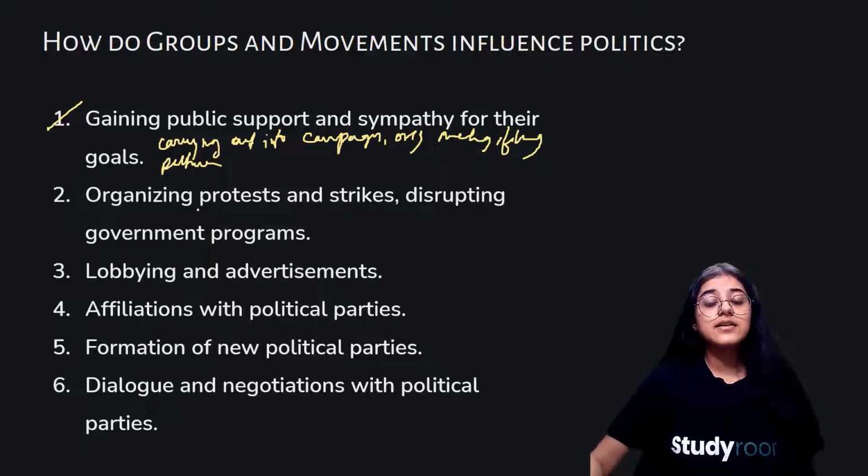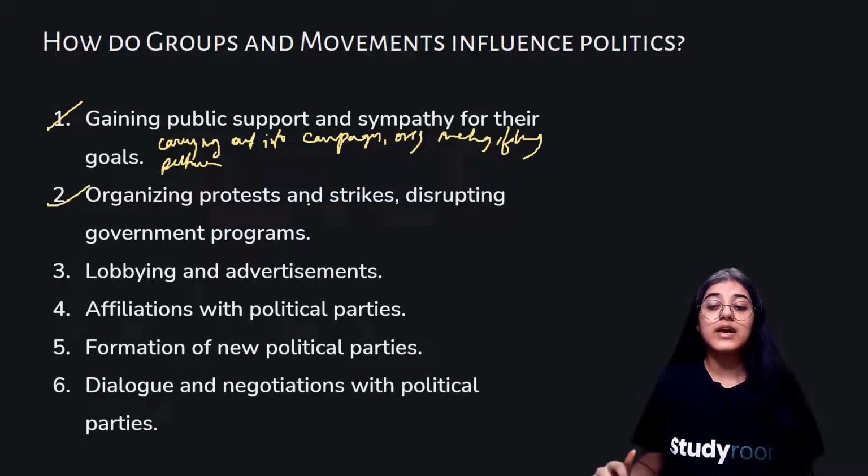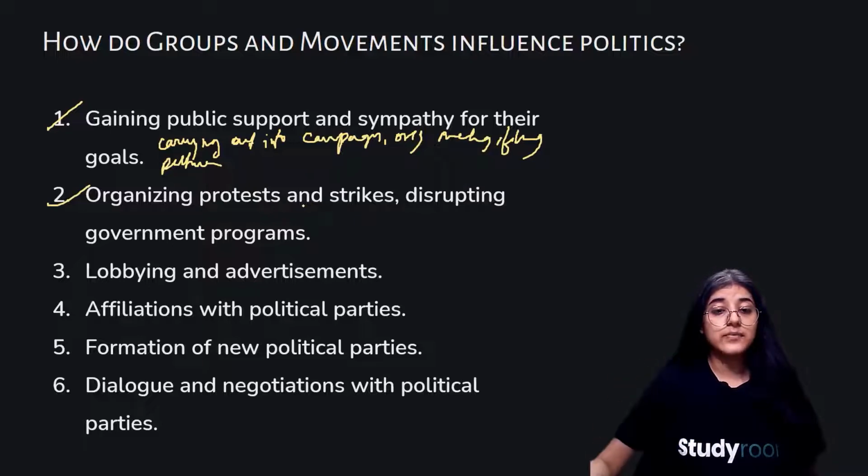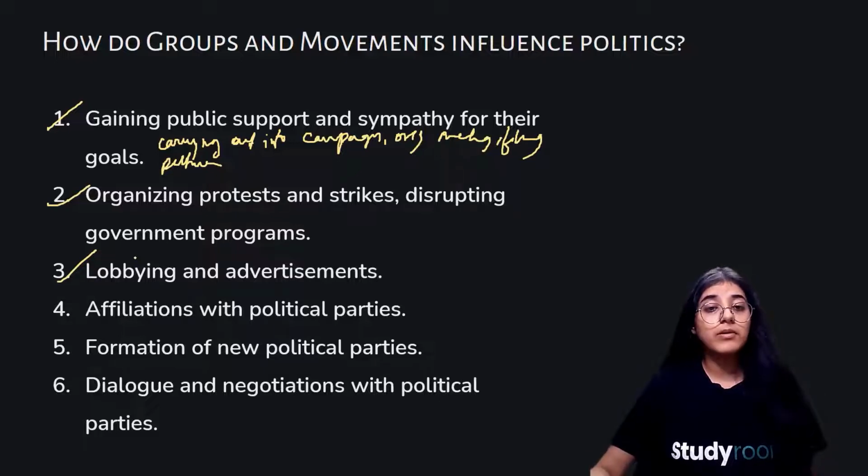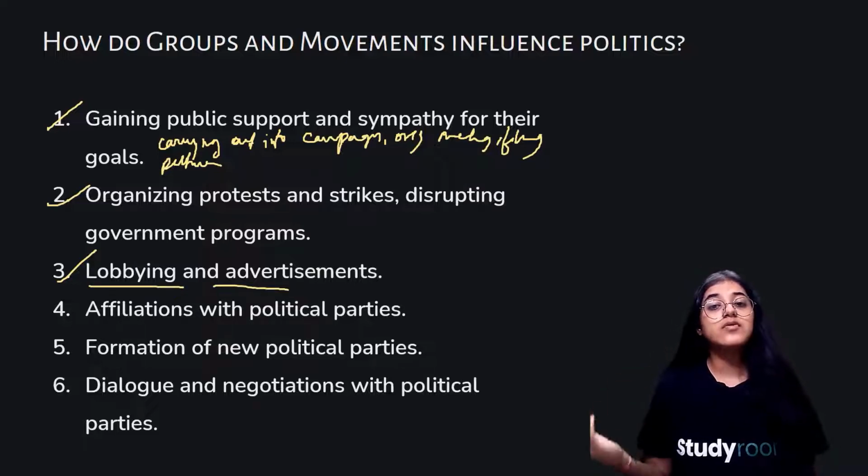Second, they organize protests and strikes, disrupting government programs. In order to disrupt government programs or any policy that they don't like, they protest and strike. Okay. Then there are lobbying and advertisements. There are several times when corporates and others need lobbyists. Okay. So they act as lobbyists or use advertisements in order to influence politics.